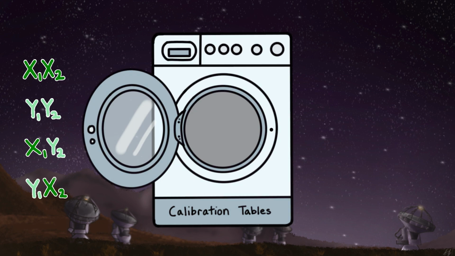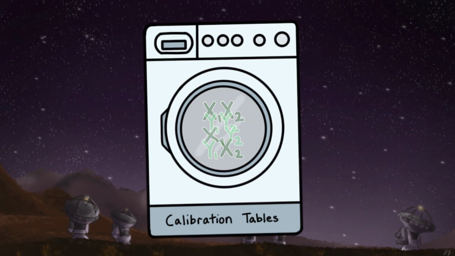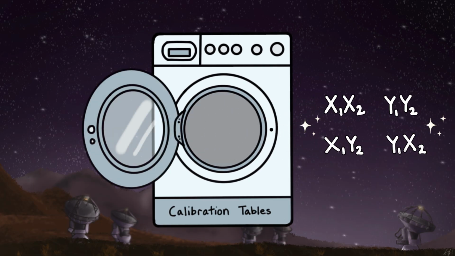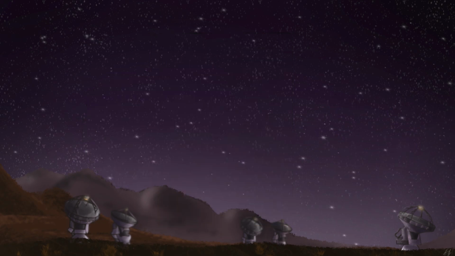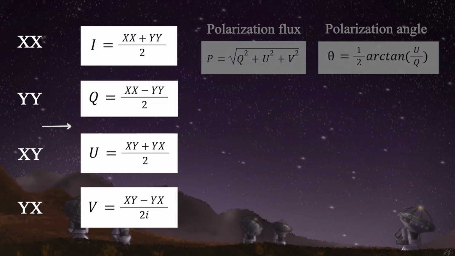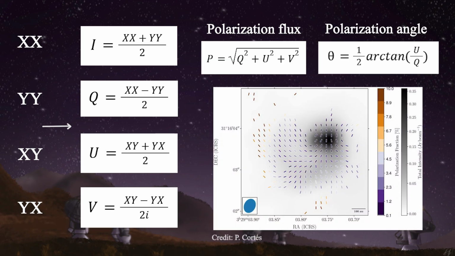Armed with this, we can now derive the polarization calibration tables, which are then applied to the full set of XY and YX visibilities from the science targets. With fully calibrated XX, YY, XY, and YX visibilities, we are ready to generate all 4 Stokes parameters to calculate the polarized flux, position angle, and other properties, and to generate polarimetric images. It's time to do some science.